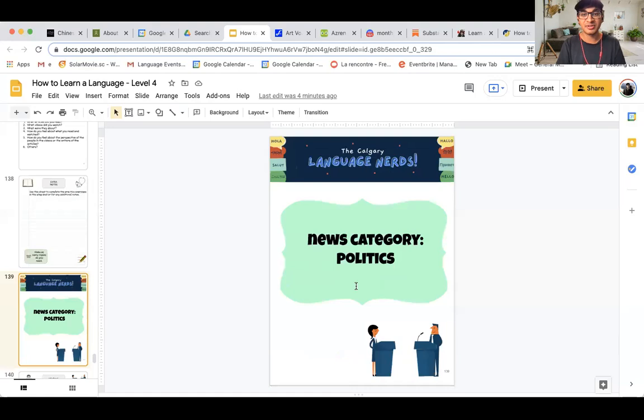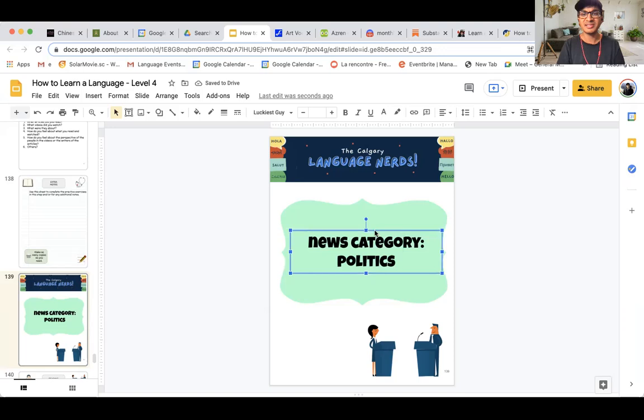This doesn't look centered to me. Let's fix that. I think it's not centered. There we go. Is that centered? There we go. That's better.